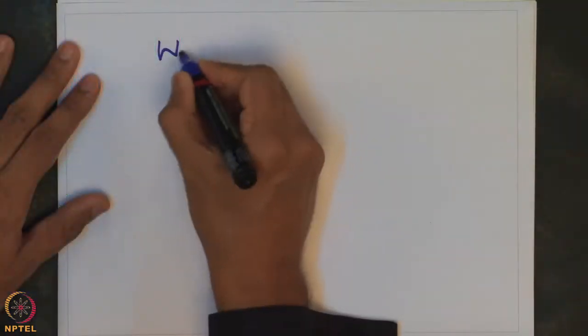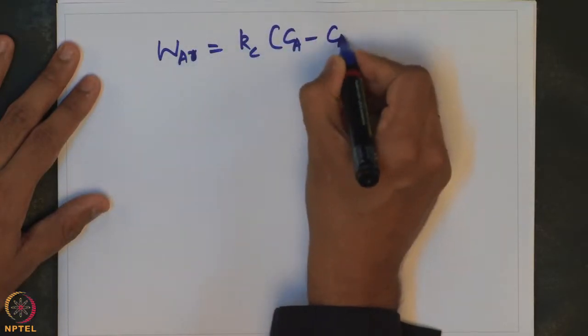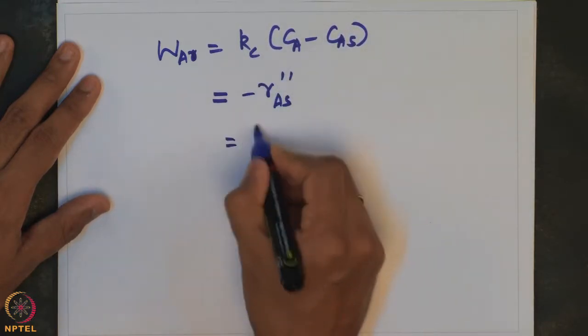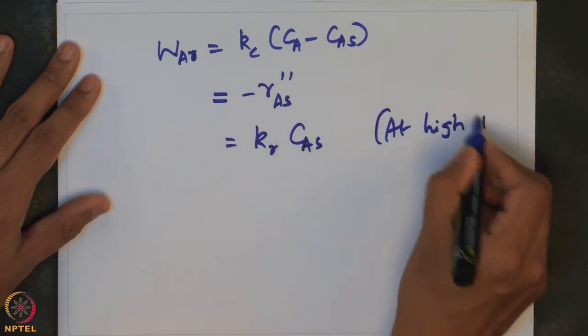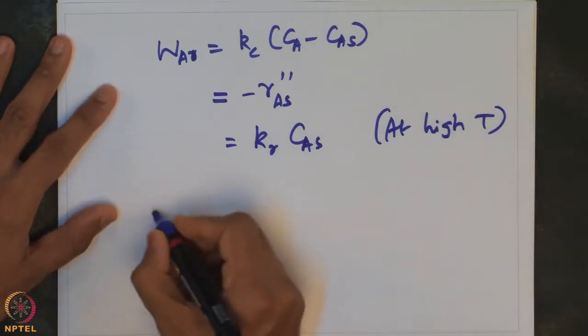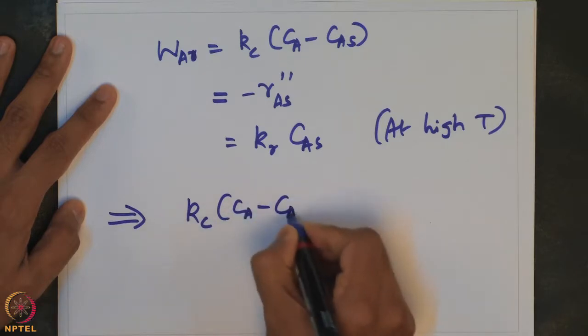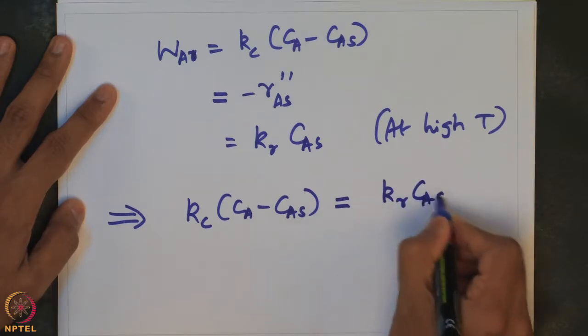Now, we assume that the reaction is happening at high temperatures, and under that condition we know that WA, which is equal to Kc into CA minus CAS, is equal to minus RAS double prime, which is equal to Kr into CAS at high temperatures. Therefore, from here we can deduce that the mass transport flux, given by Kc into CA minus CAS, is equal to Kr into CAS.